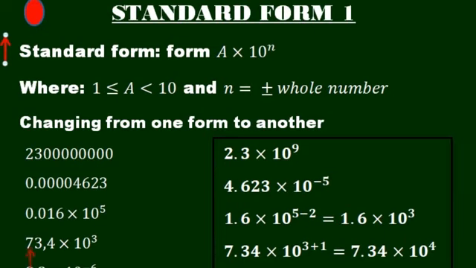Then we have 73,4 times 10 to the power 3. Also, this number is not in standard form. Why are we saying it's not in standard form? Because 73,4 is not between 1 and 10. This needs to be 7,34 to be in standard form. So we are going to move our comma once from here to here. But this is going to be a positive one movement. So we are going to add 1 at 3 there. So we are having 7,34 times 10 to the power 3 plus 1, giving us 7,34 times 10 to the power 4.